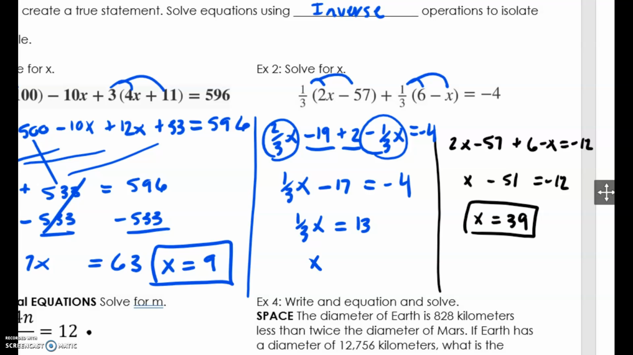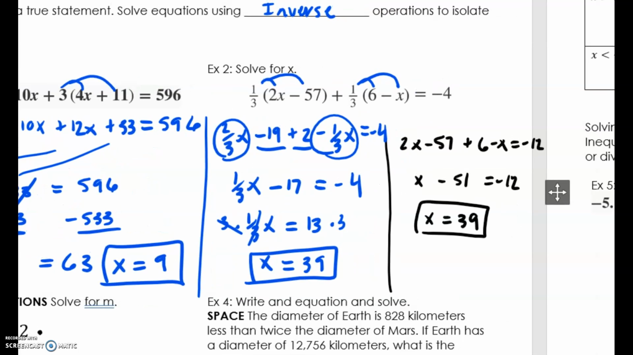Multiply by 3. That's how we get rid of this fraction. You can multiply by its reciprocal. In this case, we're just going to multiply by 3. That's the inverse of 1/3. And I get x is equal to 39, and that's what I have in the work on the right.